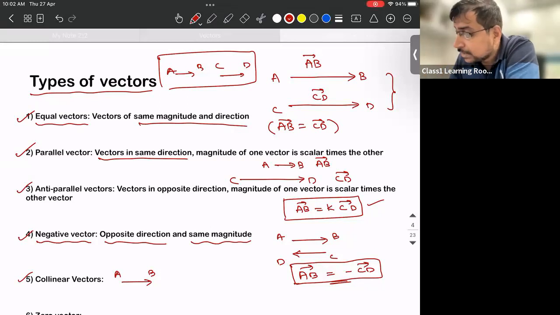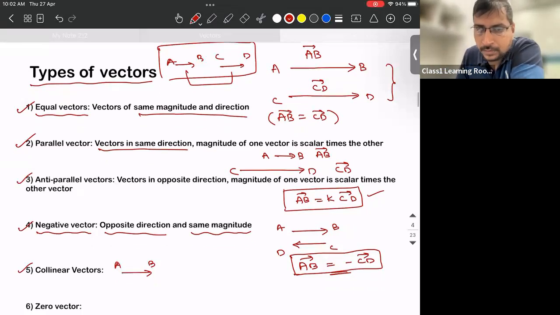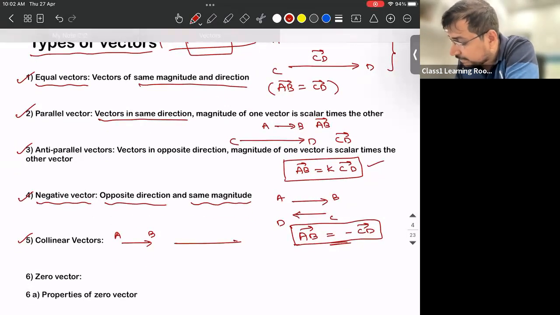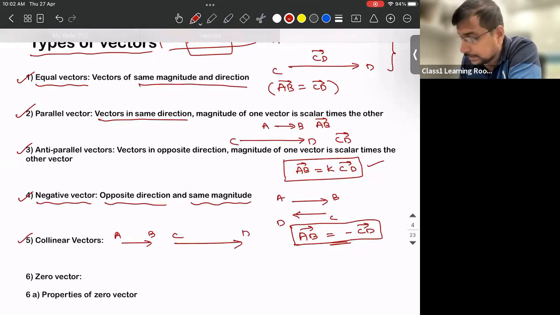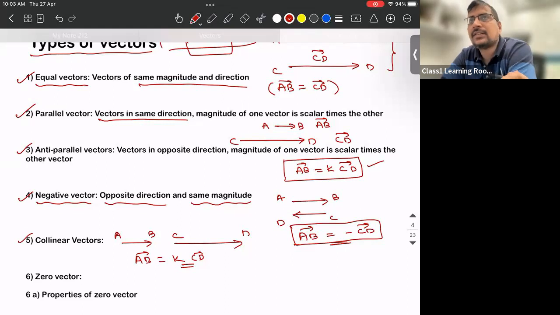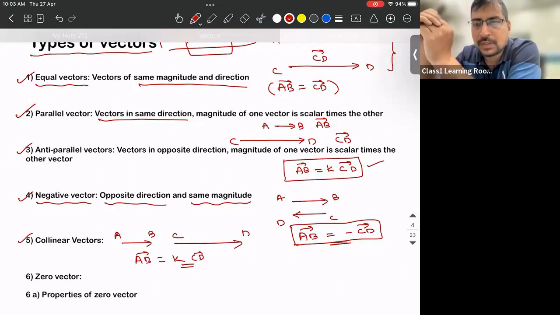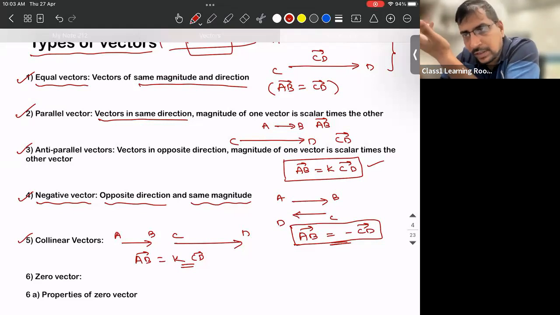Now, these vectors turn out to be collinear vectors also. So there is AB vector, and let's say this is CD vector. Then I can write AB vector is equal to some k times CD vector, where k is a scalar quantity. To put it simply, in vector language, parallelism and collinearity mean the same. In some problems, they'll ask you to check whether the given vectors are collinear or not. If you check the condition for parallelism or collinearity, you will get the same answer.